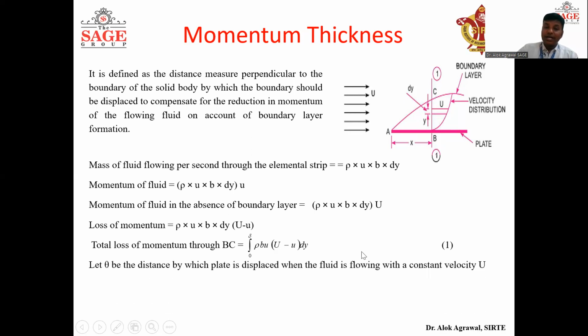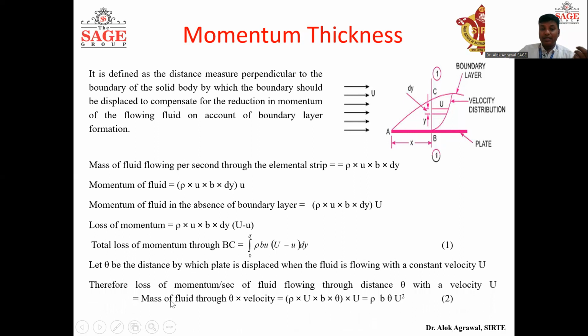Now we have moved this plate by theta in order to compensate the loss. So then what will happen? The velocity of the flowing fluid will be constant, that is U, and the loss of momentum of fluid through distance theta with velocity U will be given by the mass of fluid flowing through that distance into velocity. Mass of fluid flowing through that distance will be area into density into velocity. Now density will remain the same, rho.